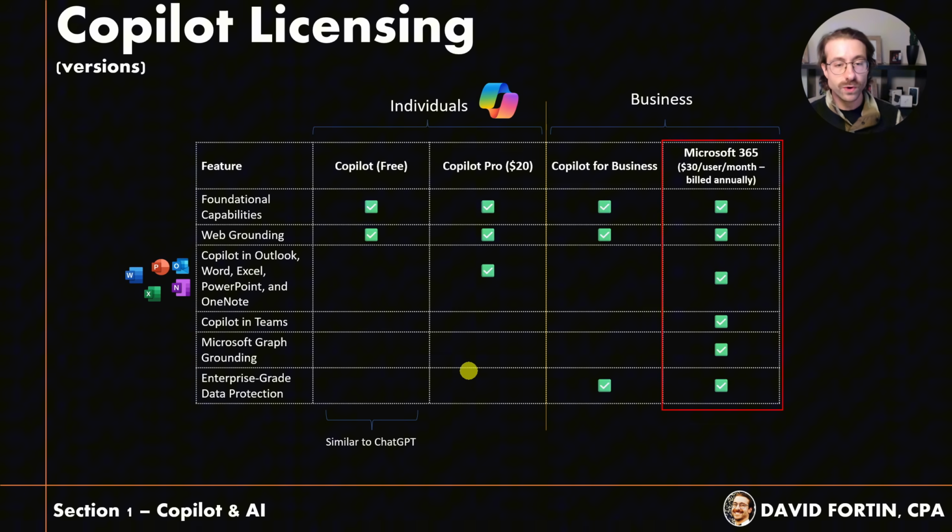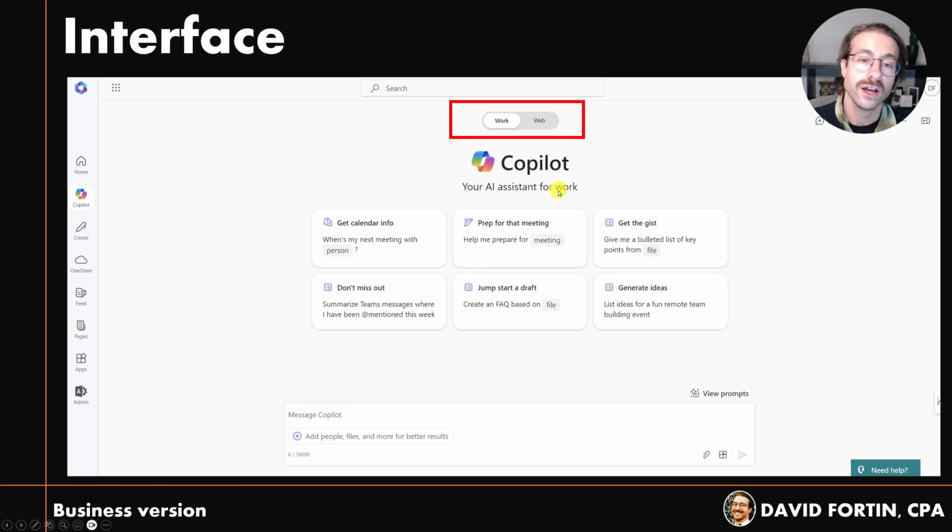Now, I want to show you something. When you pay for Copilot, you have this at the top. So you go to copilot.microsoft.com and you have this Work or Web button, right?